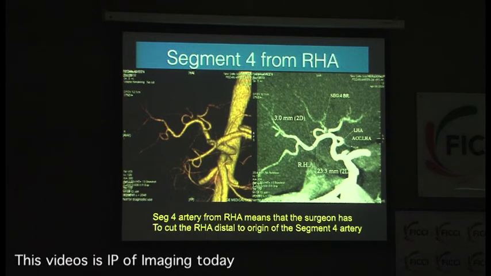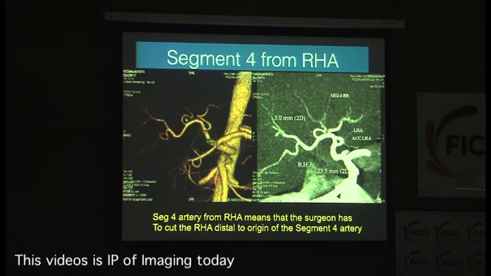Because the segment 4 artery is the artery next to the area which is going to get cut, it is liable to get injured. The segment 4 artery is also a very small artery, not seen usually unless you make an effort to see it. So you always make sure that you try and look for the segment 4 artery when you are doing a donor hepatectomy.